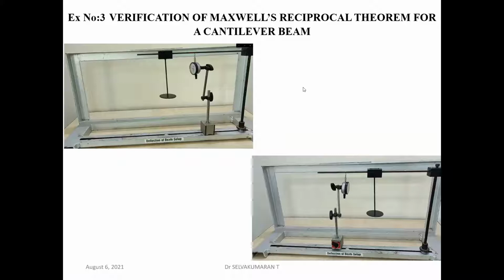Verification of Maxwell's reciprocal theorem for a cantilever beam. Last class, we have seen verification of Maxwell's reciprocal theorem for a simply supported beam. Today, we are going to see it for a cantilever beam.